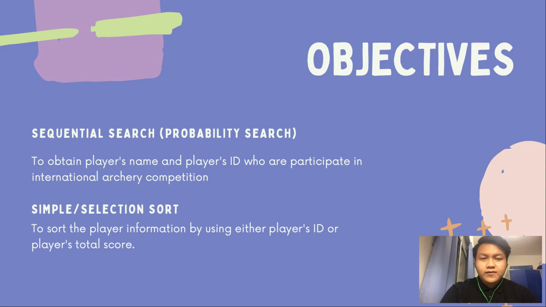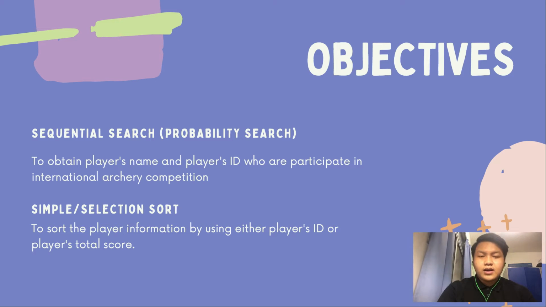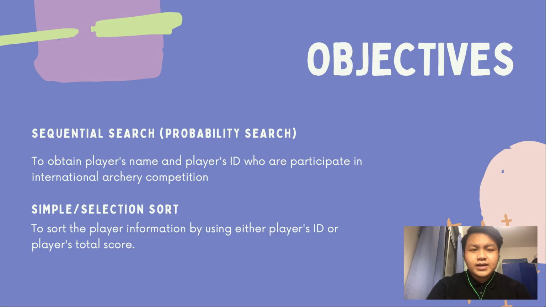We have two objectives here. The first one is to obtain the players' names and player IDs of those who participate in the international archery competition by using sequential search. Out of the three variations, we choose probability search. The second objective is to sort the player information by using either player's ID or player's total score by using simple selection sort.